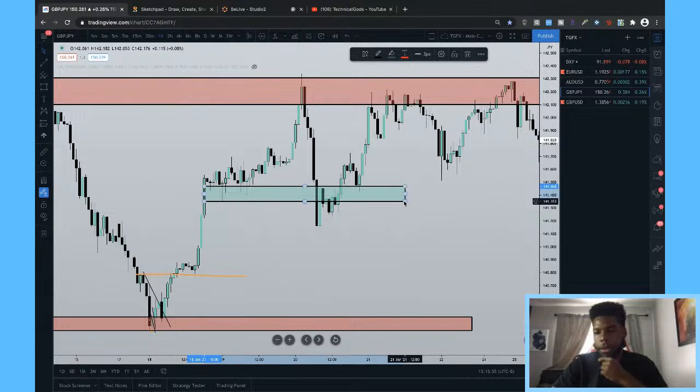Does this strategy work for all pairs? Yes. The only thing that changes with this strategy would be how big your stop loss would need to be. For example, if you're trading gold, I know it would have to be a lot bigger. If you're trading cryptos, definitely a lot bigger, like I think 100 pips or so. But yeah, it still works the exact same.